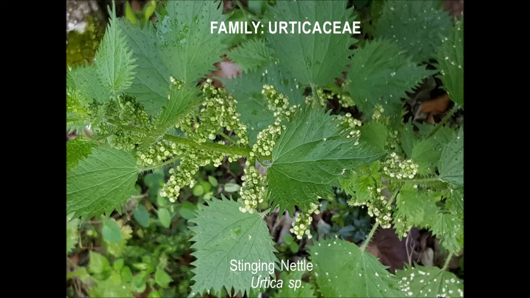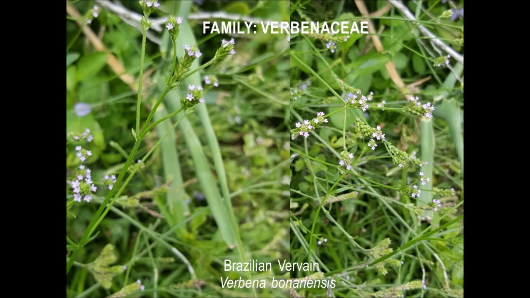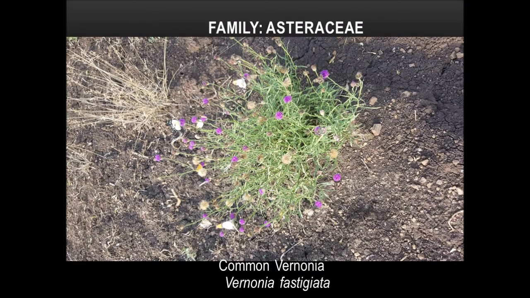The stinging hairs are called urticaceous hairs, and in the same way caterpillar hairs are called urticaceous hairs because they behave like stinging nettles. From the Verbenaceae, we have the Brazilian vervain, Verbena bonariensis, which has these little delicate white flowers. From the Asteraceae, the common Vernonia, not to be confused with verbenas, and this is Vernonia fastigiata. There are a number of species, of course, and they typically have purple flowers.